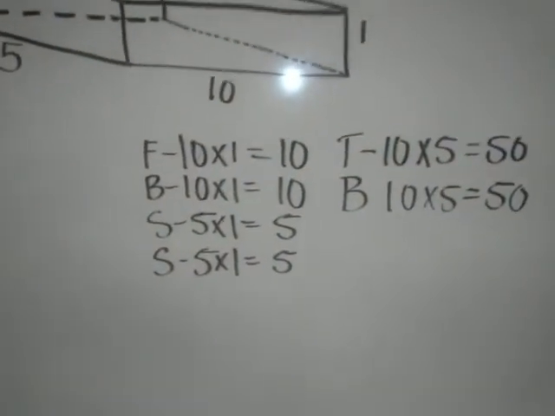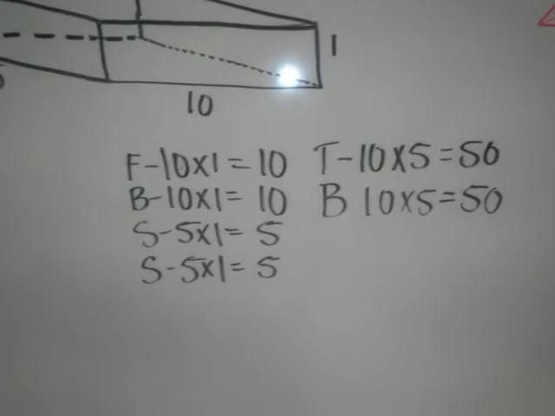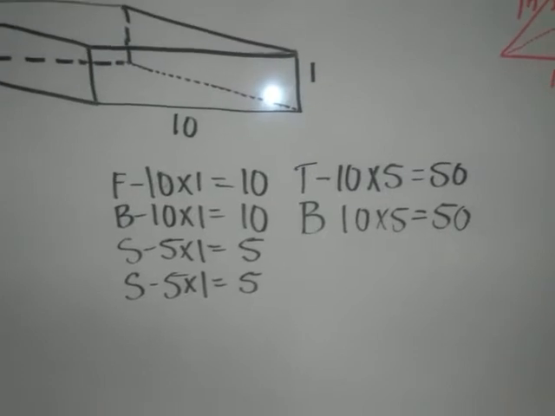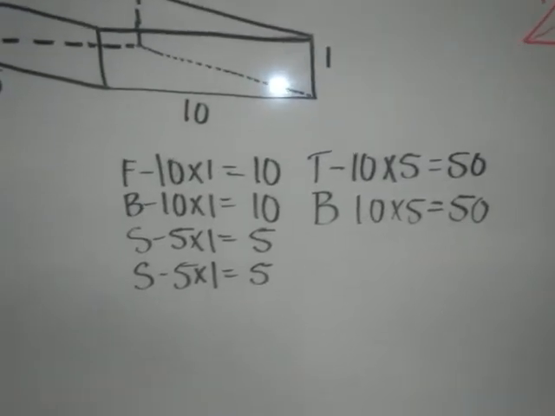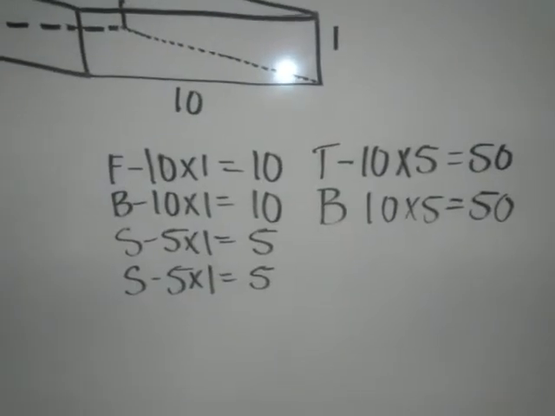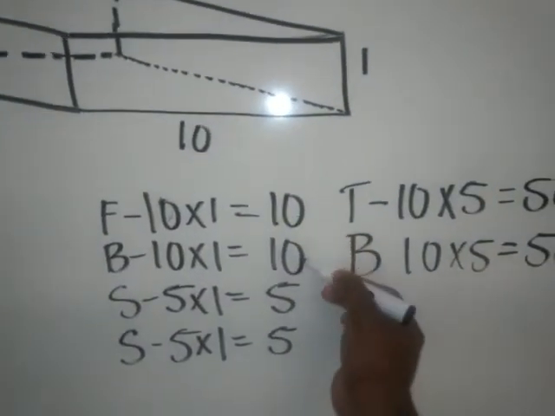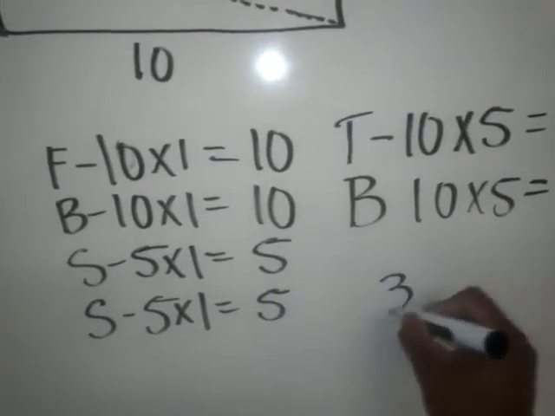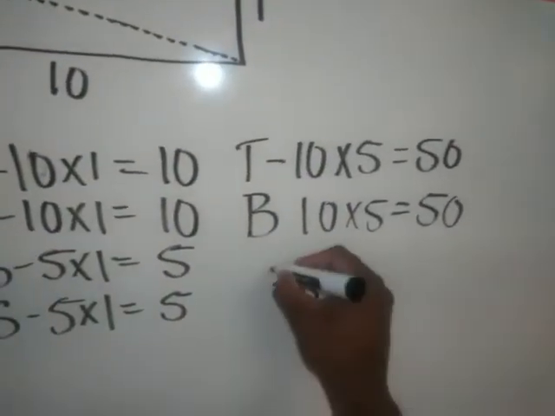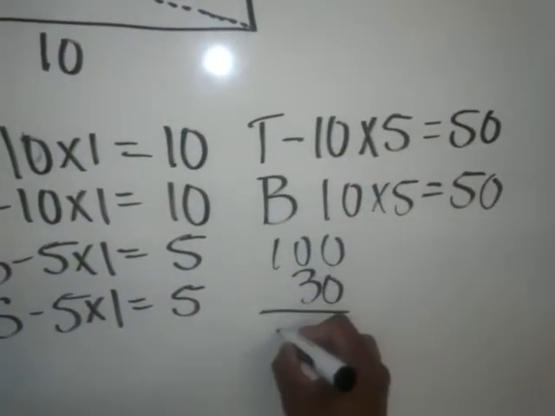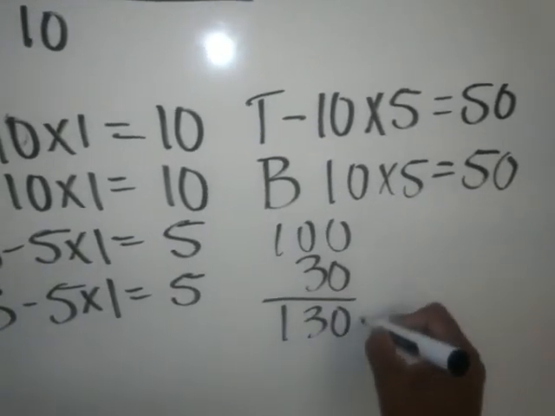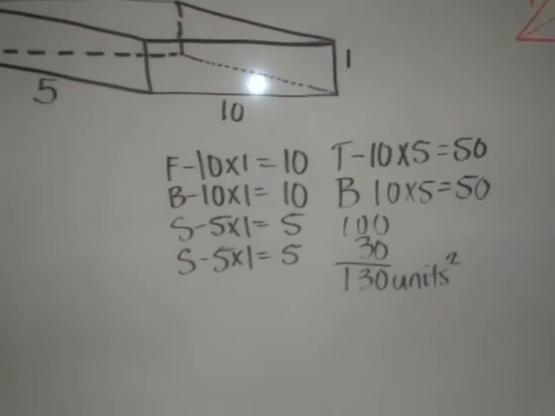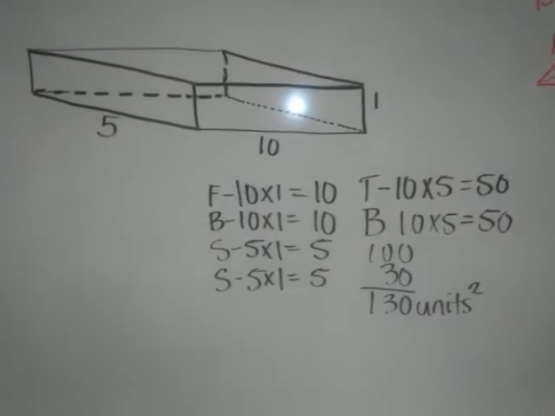So every face has now been accounted for. We now have all of the areas, but now we need to get the total surface area of this. We now need to go ahead and add all of these areas to get the total surface area. All right, let's go ahead and do that. So we have 10 plus 10 is 20, plus another 10 is 30. So we're going to add 30. And we have 50 plus 50, which is 100. We're going to get a total net of 130 units squared. Okay, that is for a rectangular prism.